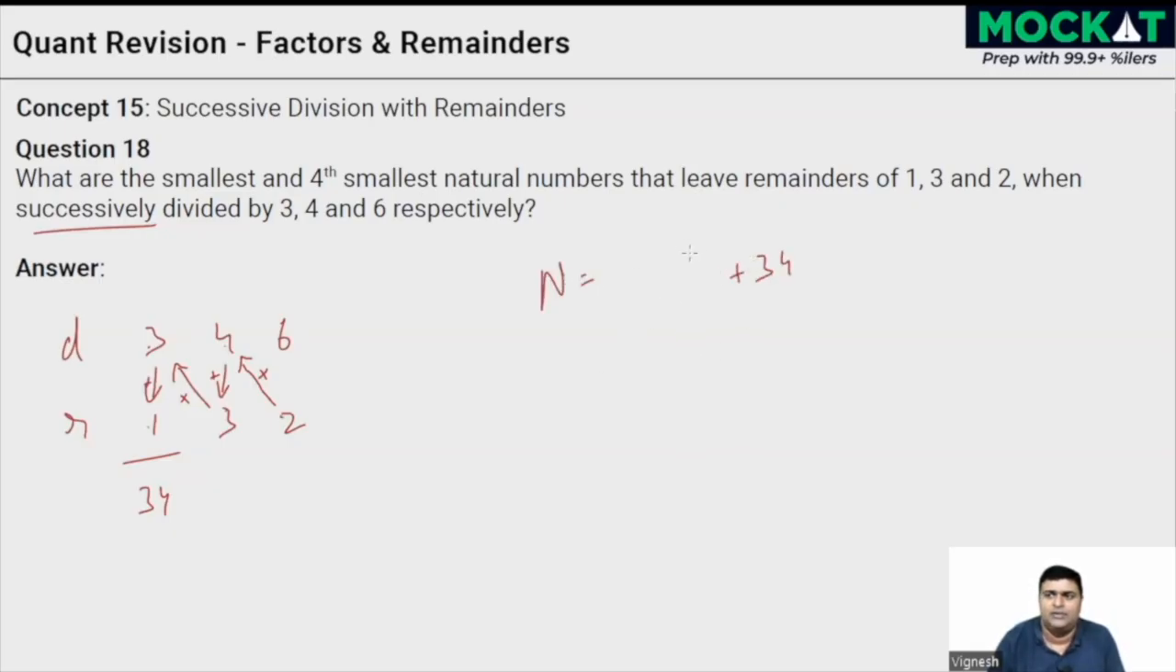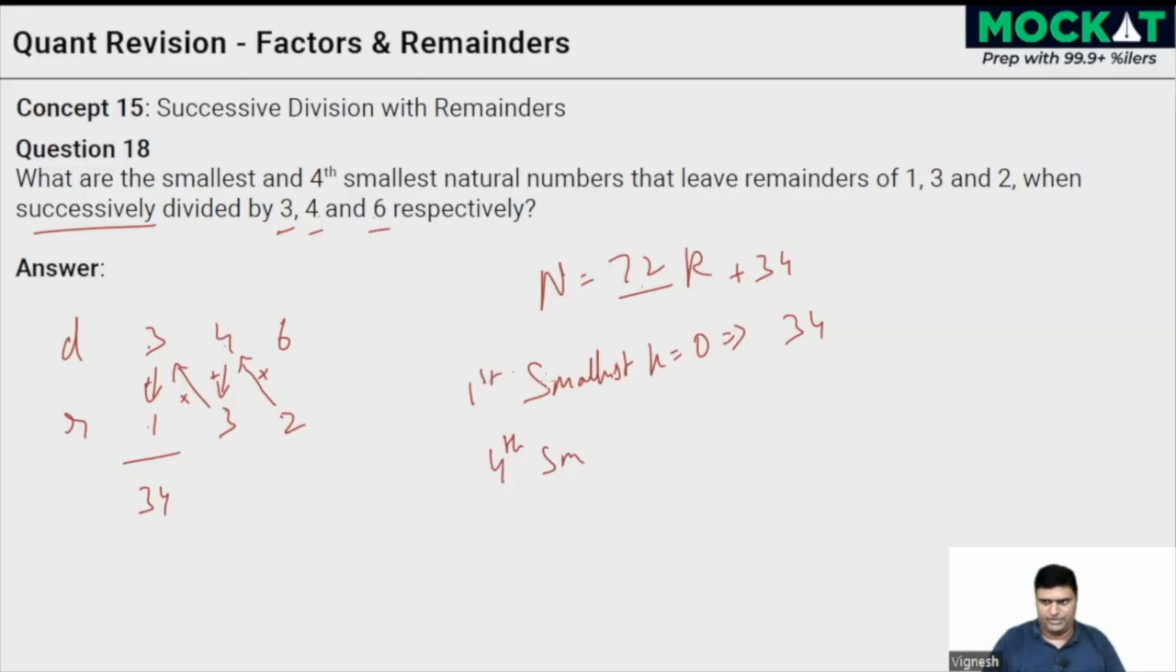But what number format? What into K? This time around, it's not the LCM, but the product of divisors, 3, 4, and 6. 3 into 4 into 6. That's 24 into 3, 72. 72K plus 34 is the number format. The smallest over here is when K is 0, we're getting 34. The fourth smallest, right? This is the first smallest. Fourth smallest is going to be when K equals 3 more, which is 3. And 72 into 3 is 216 plus 34.